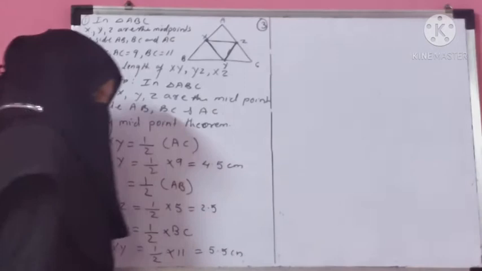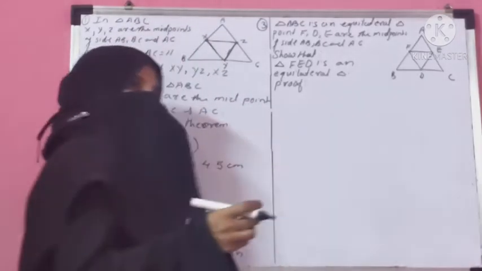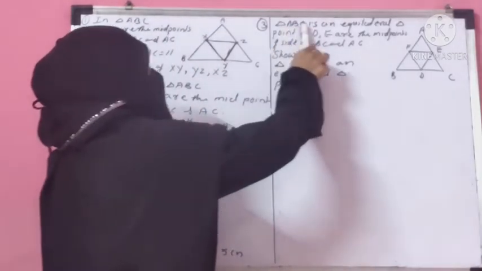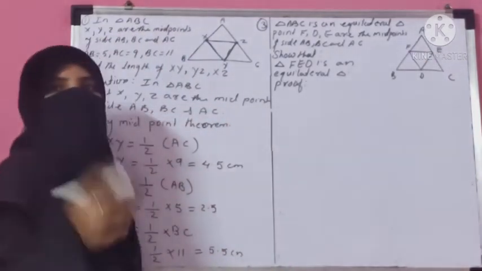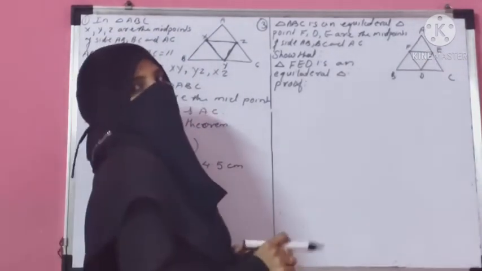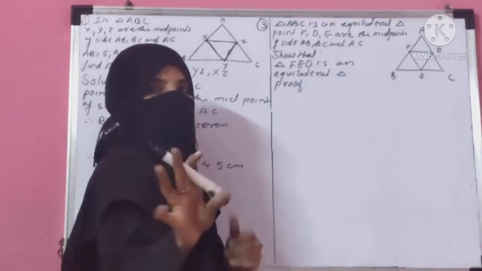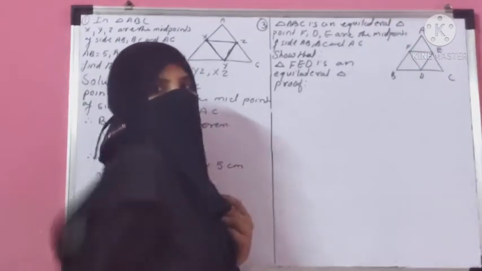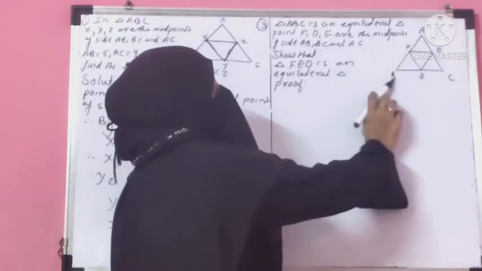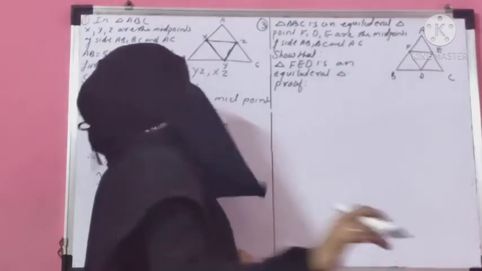Now next is question number 3. Question number 3 is: triangle ABC is an equilateral triangle. You know the property of an equilateral triangle, all three sides are equal. As this triangle is an equilateral triangle, therefore AB is equal to BC is equal to AC.